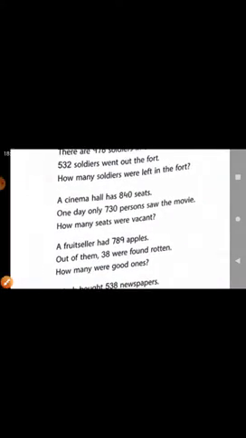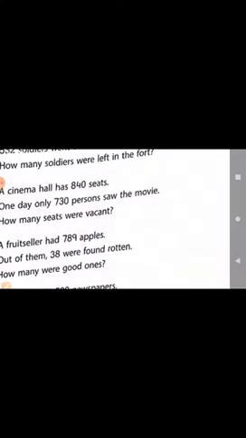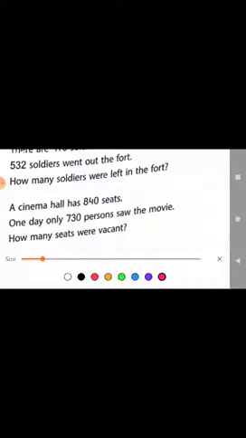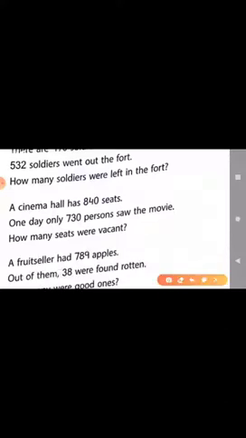Now next is, a cinema hall has 840 seats. One day, only 730 persons saw the movie. How many seats were vacant? Now the question is, in a cinema hall, there are 840 seats. And out of these 840 seats, only 730 people saw the movie. So that means only 730 seats were occupied. That means the rest of the seats were vacant. So we have to find out how many seats were vacant.